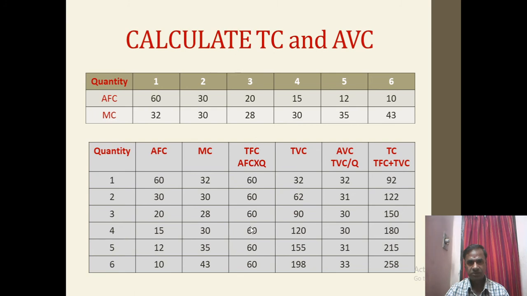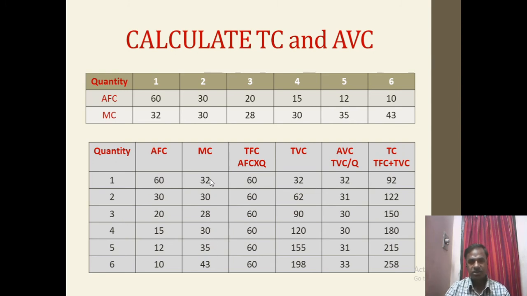First, calculate TFC. AFC into output is TFC. 60 into 1, 60. 30 into 2, 60. You see here, TFC is the same at all levels of output. Then find TVC. How to find TVC?